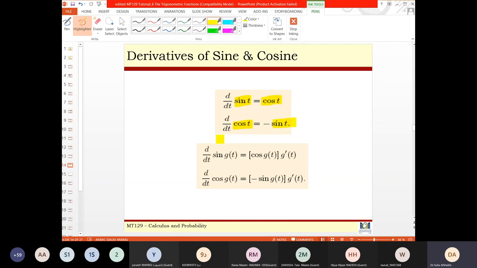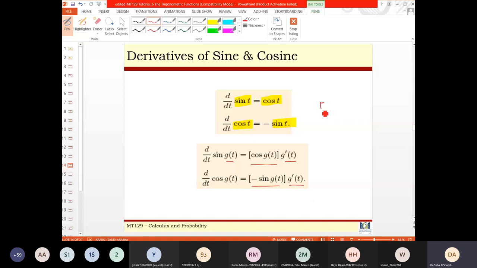Now if it was a sine of a function, meaning it is a sine of something, not just a sine, we apply the chain rule. It's the derivative of the function multiplied with the derivative of what is inside. Same thing with the cosine. If I have cosine of g(t), it is minus the sine g(t), the derivative of the function, multiplied with the derivative of what is inside the function.